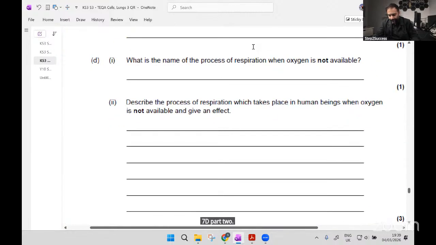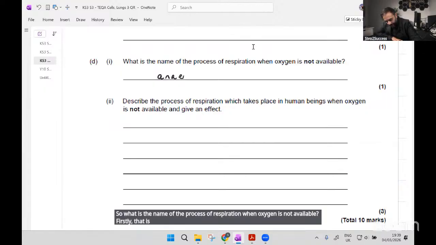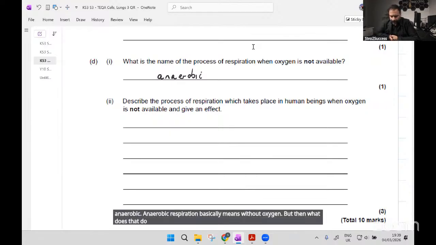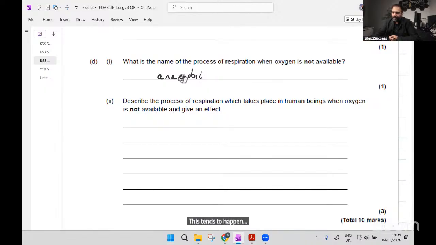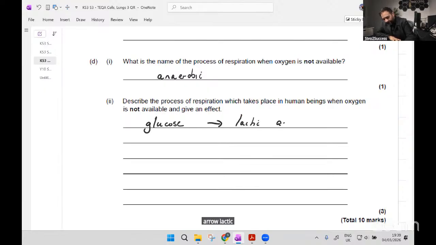So, what is the name of the process of respiration when oxygen is not available? Firstly, that is anaerobic respiration. Anaerobic respiration basically means without oxygen. But then what does that do? There's an equation for anaerobic respiration in animals, which is glucose, arrow, lactic acid.